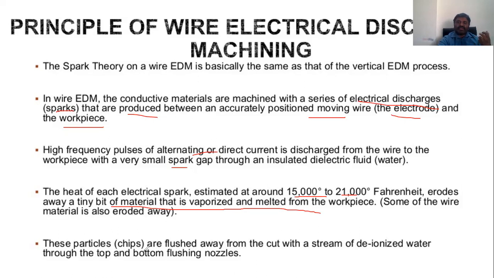So the chips are flushed away, and the cut is made with deionized water through the top, and flushing of the nozzle. After that, every time we can't go without deionizing, so deionizing takes place here so that no physical pass needs to be carried out. Then whatever material is removed is flushed out. That is the beauty of this one here.